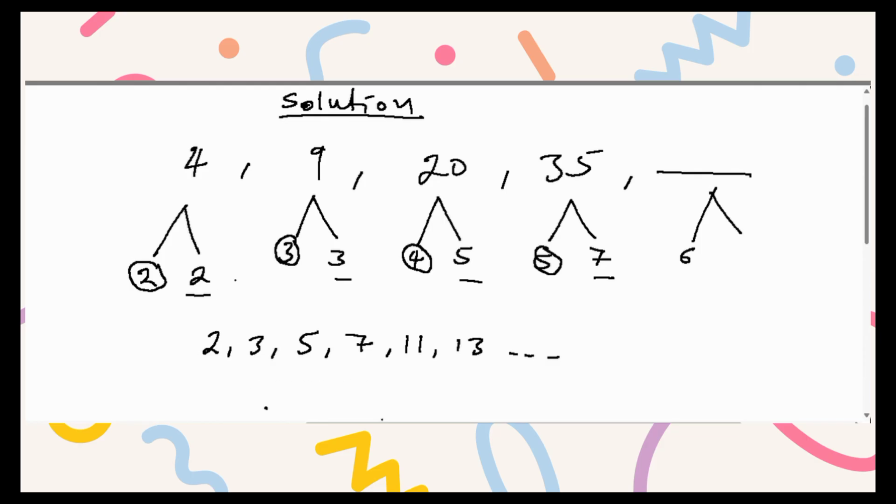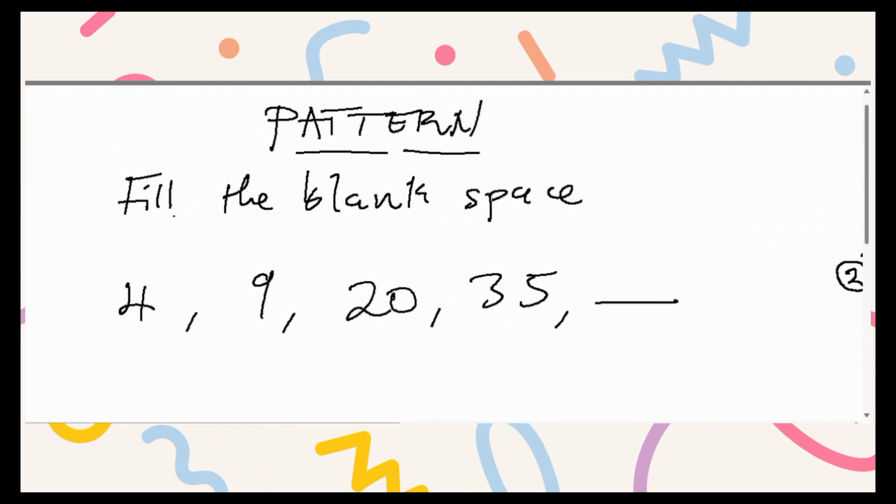So if we have 2, 3, 5, 7, then the next one is going to be 11. Then our blank space is going to be 6 by 11, and 6 times 11 gives us 66. Hence our blank space should be 66.